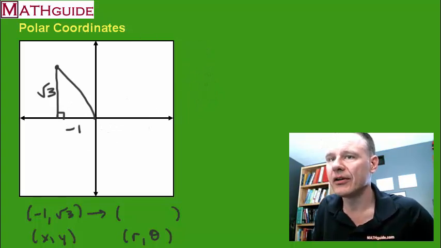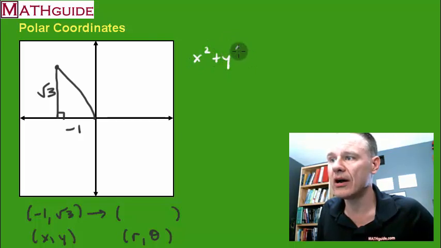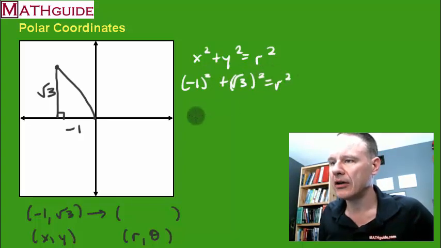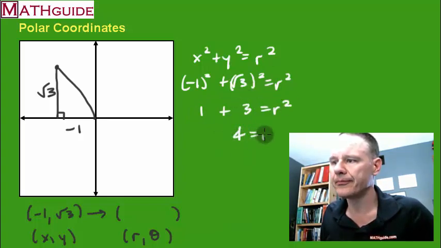Of course, I'm going to use the Pythagorean theorem again. I'm going to use x squared plus y squared equals r squared. R is our radius. So you're going to put in negative 1, square root of 3. Okay, so what do we get? 1 plus 3. Square, square root, they cancel. I get 4. Take the square root of both sides, you get 2. There you go. So now we know that the radius of this point, the distance to the origin, is 2.